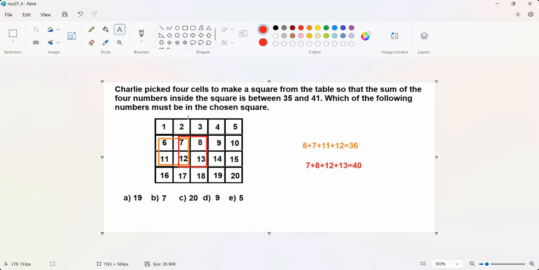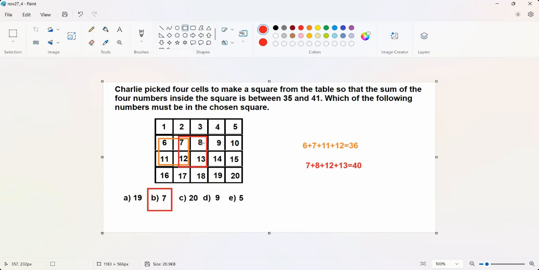So which of the following numbers must be chosen in the square? When we are talking about must, we are talking about the common numbers between the squares. So we have two squares and the common numbers are 7 and 12. 12 is not present in the answer options, so 7 is our answer.